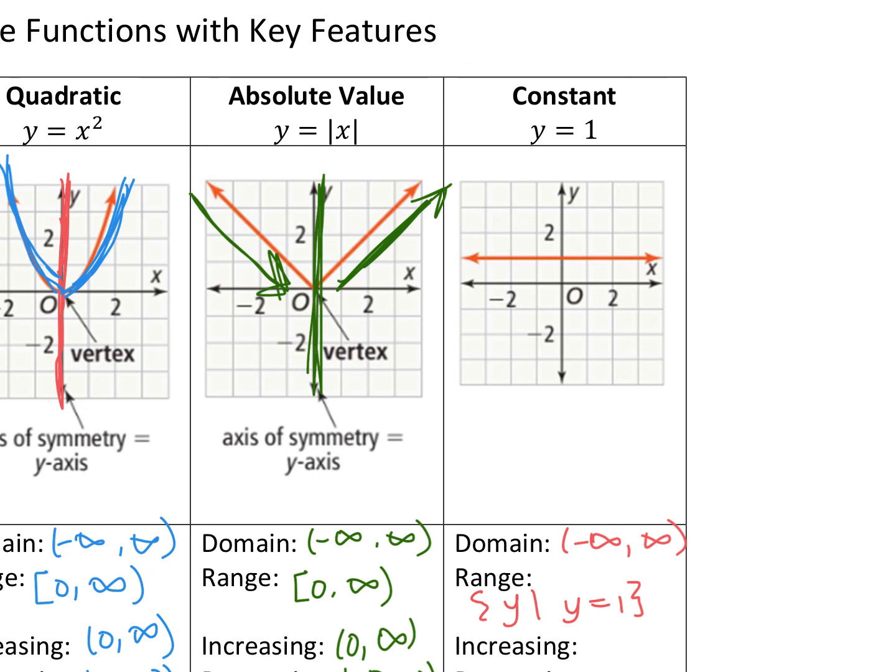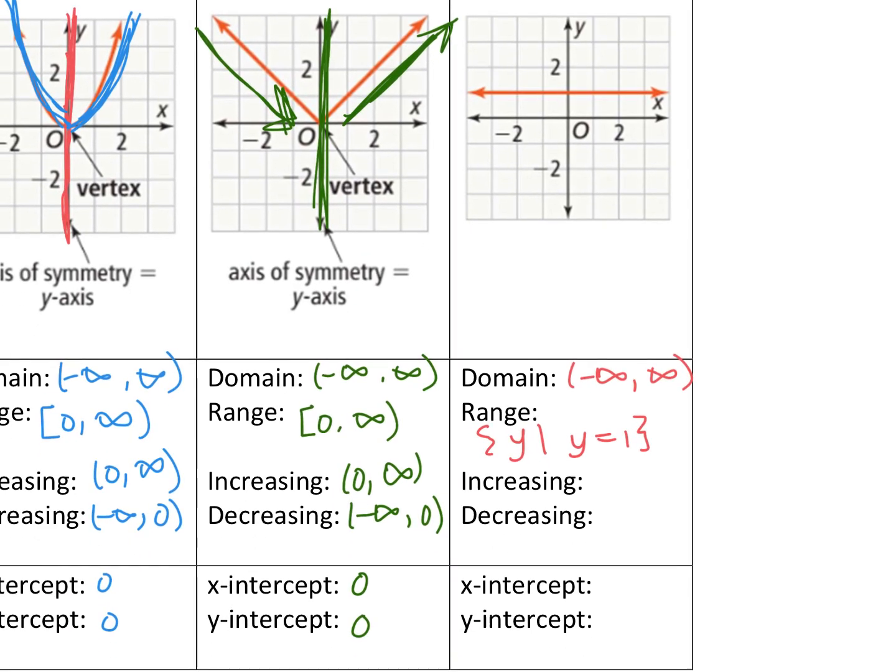Increasing or decreasing, well, it's constant. It's not increasing or decreasing. It doesn't have like a positive or a negative slope. So there we go. So I would say it's not increasing, it's not decreasing. X-intercept, does that constant cross the x-axis at all? And that one does not. So there's no x-intercept. And then the y-intercept, that line is crossing the y-axis at 1.